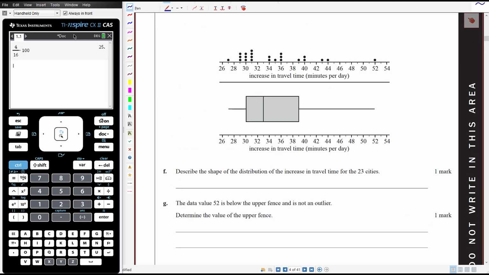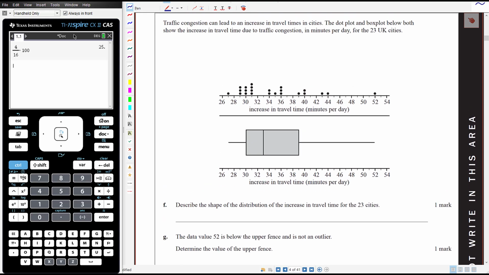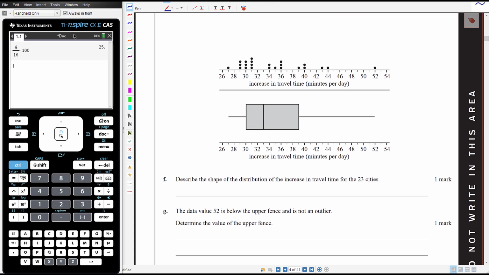Okay, question part F. Traffic congestion can lead to an increase in travel times in cities. The dot plot and box plot below both show the increase in travel time due to traffic congestion in minutes per day for the 23 UK cities. So we've got the data presented both as a dot plot, which gives us the actual data values, and also as a box plot, which gives us obviously the 5-figure summary for the data.